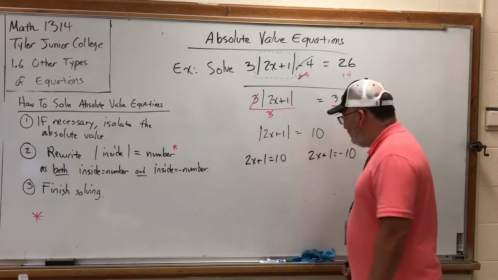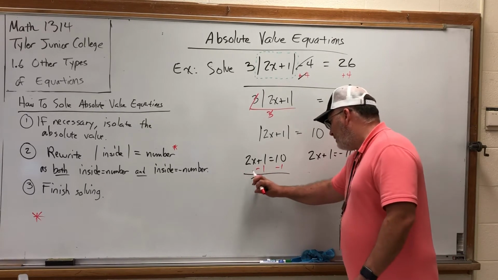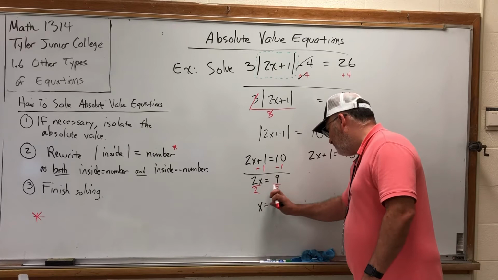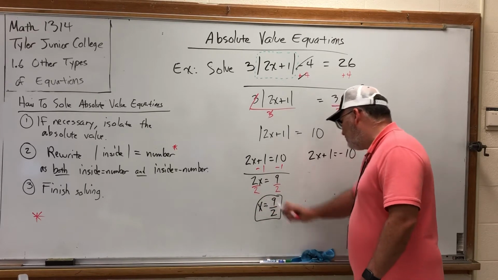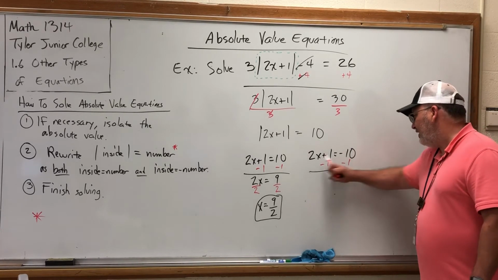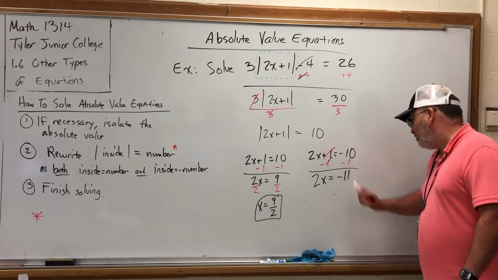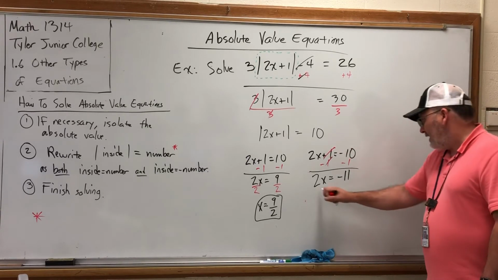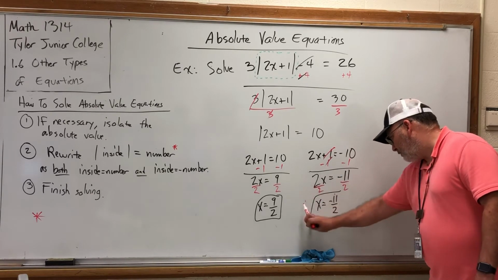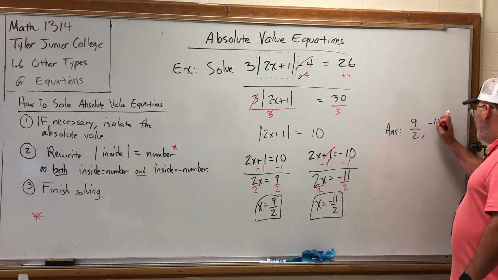Okay, these are easy to solve. Subtract 1 from both sides. That'll give us 2x equals 9. Divide both sides by 2. Oh no, a fraction. That'll give us x equals 9/2. Same moves over here, it's just we're starting with a -10. Subtract 1 from both sides. 1's cancel, and we get 2x equals -11. I overlooked the negative on the 10. And then divide both sides by 2, and we get x equals -11/2. So our answers are 9/2 and -11/2.